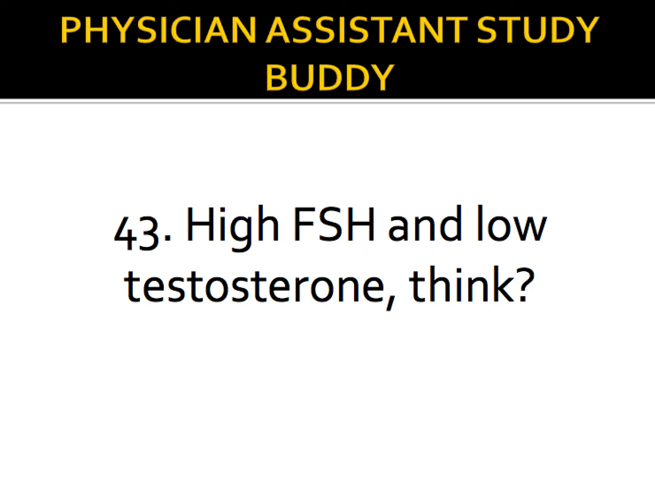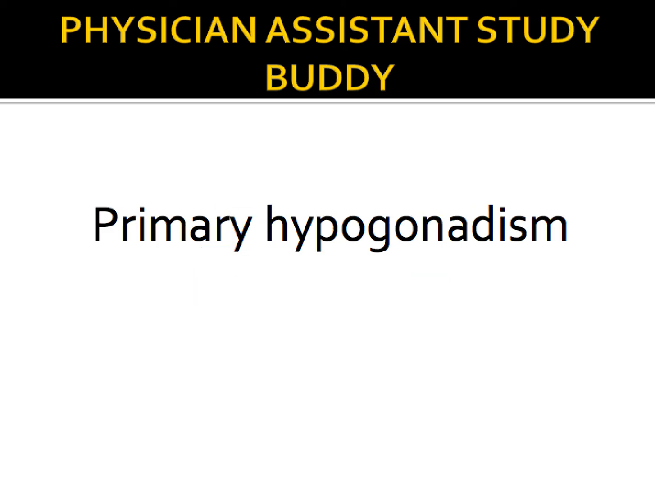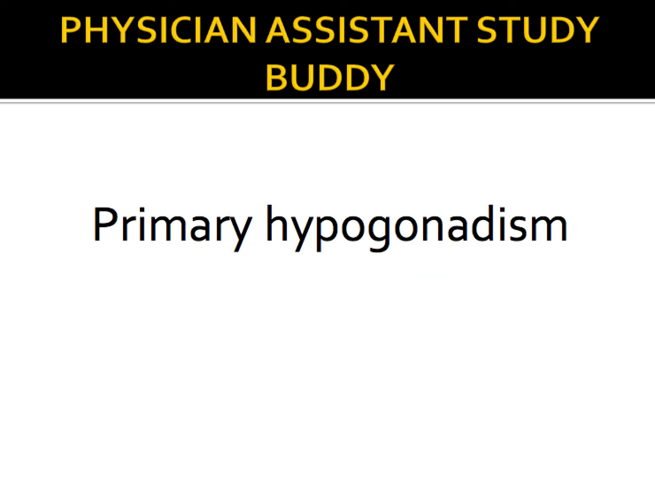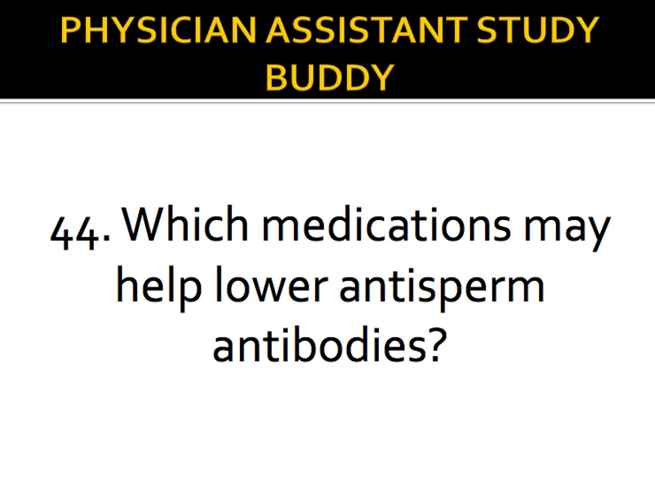High FSH and low testosterone should make you think of what? High FSH and a low testosterone. That should make you think of primary hypogonadism. Low testosterone, high FSH, primary hypogonadism.